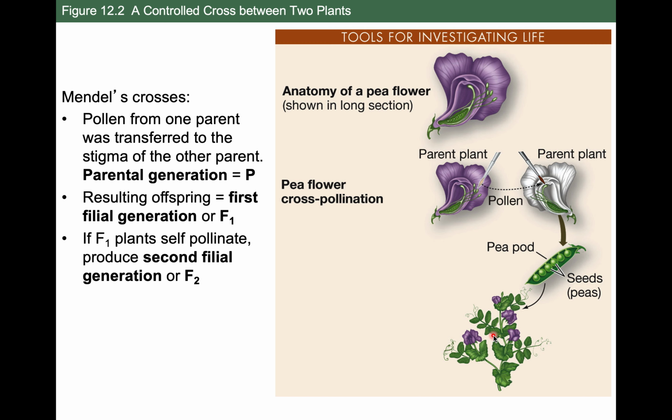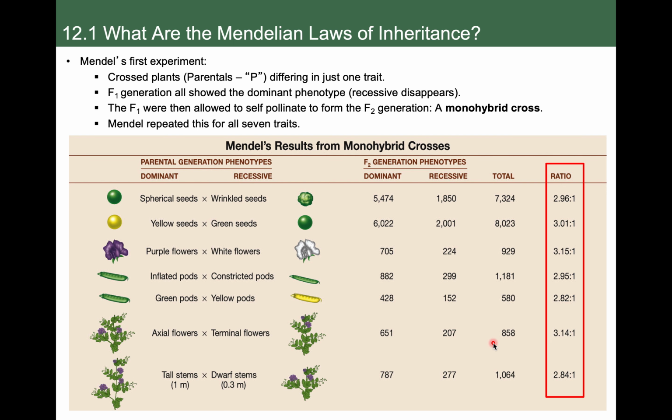And then when he went to the F2 generation, so let these self-fertilize, all of a sudden he would see some white flowered pea plants come back in that F2 second generation. And interestingly, in that F2, he was always seeing that white, which we're going to call the recessive phenotype, come back in this very specific ratio.